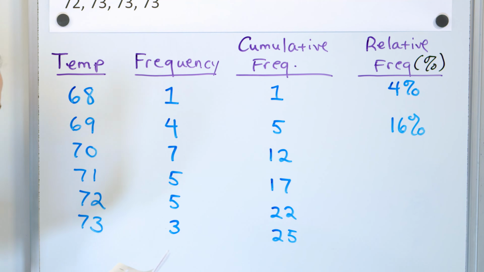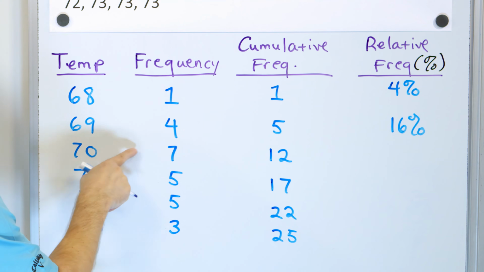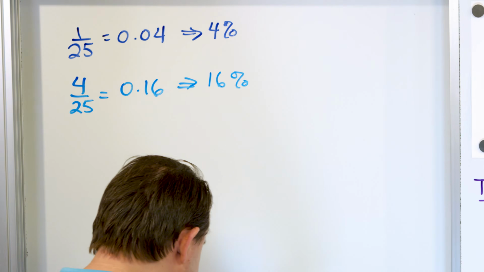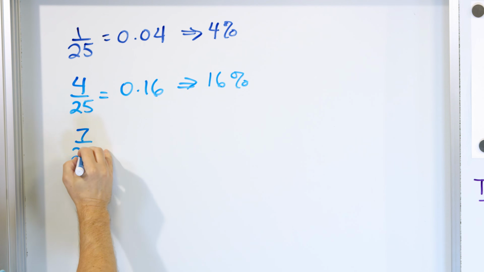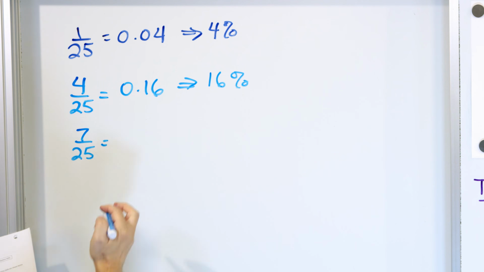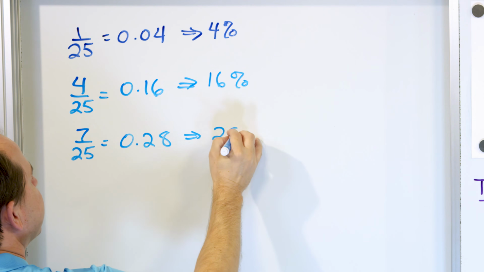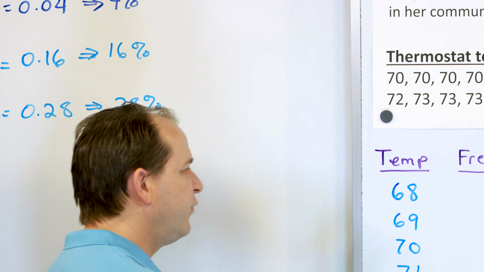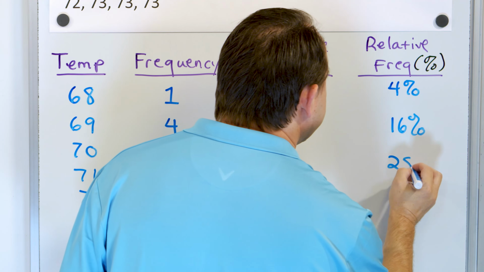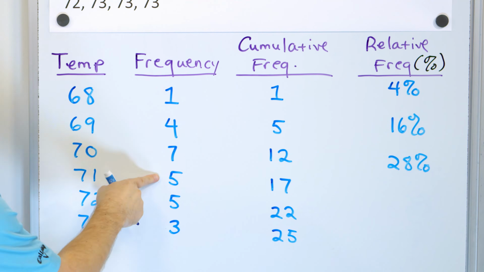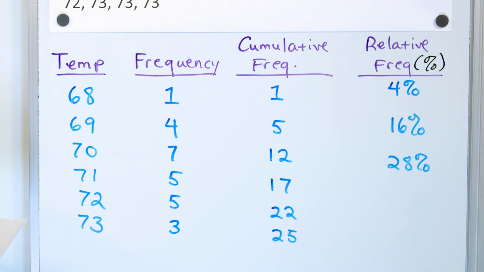All right? How many people answered 70 degrees? 7 people, 7 out of 25. So you say 7 out of 25, 7 divided by 25 is 0.28. And as a percent, move the decimal, you get 28%. So 28%.